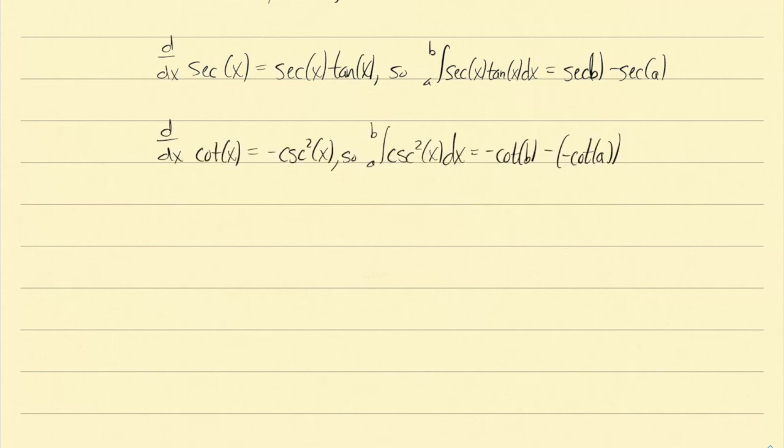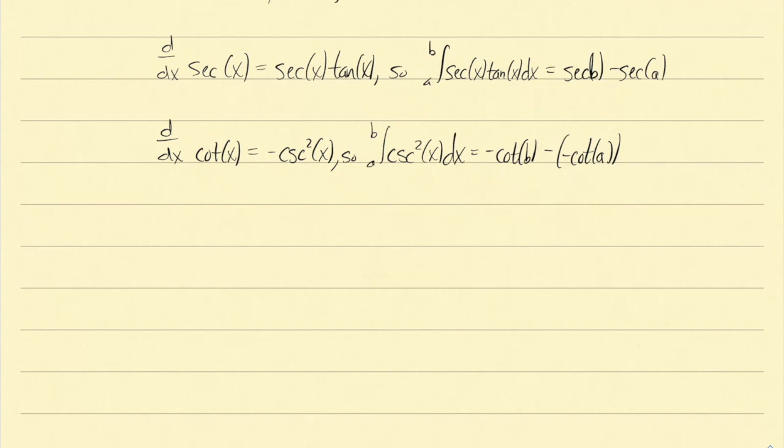So just like with sine, cosecant squared has a trickier antiderivative. The derivative of cotangent is not cosecant squared, but minus cosecant squared. So the antiderivative for cosecant squared is negative cotangent. So we have that the integral from a to b of cosecant squared x dx is negative cotangent b minus negative cotangent a.